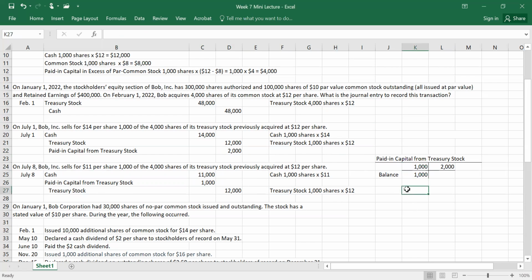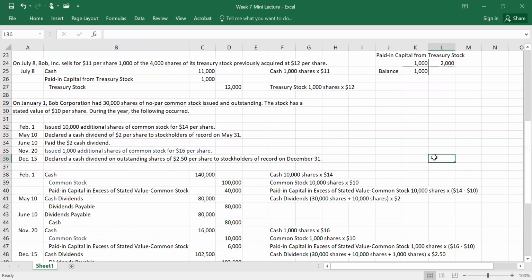I'm not going to do an example of it, but I just wanted to let you know if we were to continue, for example, issuing additional shares of this treasury stock we had acquired, if we were to keep issuing it for less than this $12 per share we had originally acquired it for, eventually we hit that $1,000 balance. Anything after that $1,000, because we no longer would have paid in capital from treasury stock, right? The balance would be zero. We would start to debit retained earnings for whatever that amount had been.